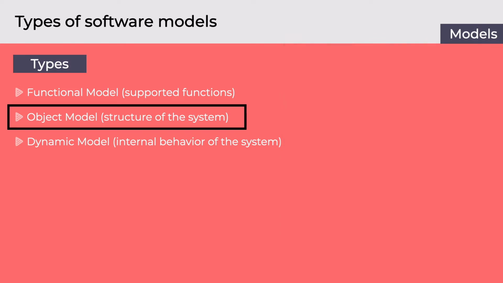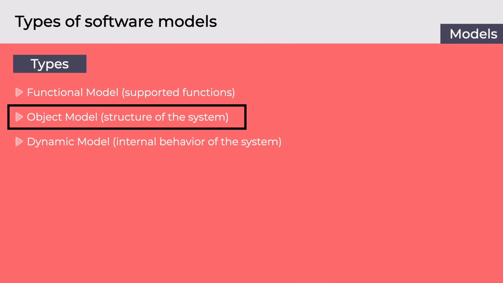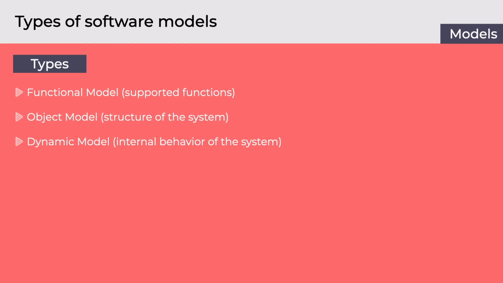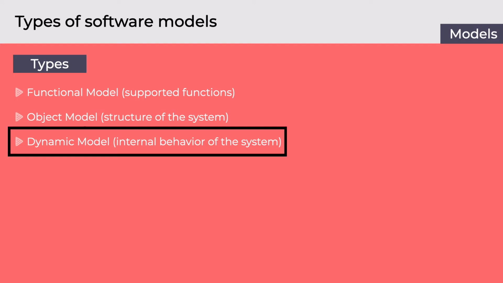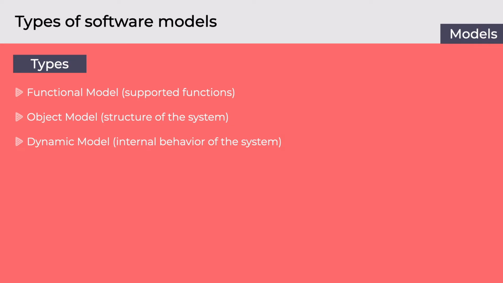The object model describes the structure of a system. It's all about the objects, their properties, functions, and associations. Associations here simply means the relationship of an object with another object. The dynamic model describes the internal behavior of a system. These kinds of models describe how objects or groups of objects interact with each other. Further, it can help us understand how the state of objects changes due to external responses. We will learn more about each of these types of model using an example system.